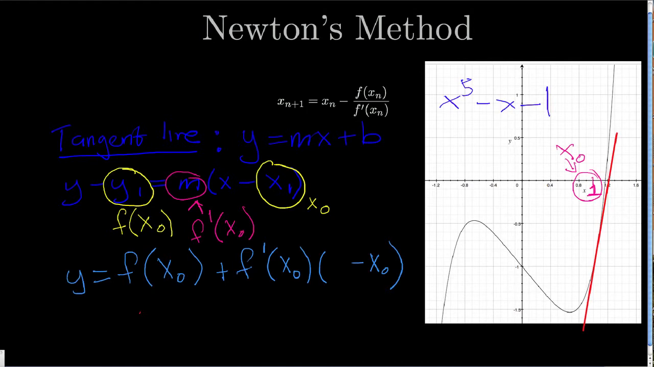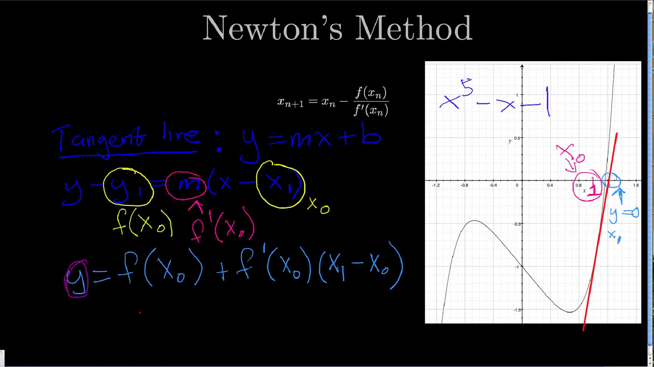And so what I want to do, since I'm looking for this value right here, I'm looking for the x-intercept, right? The x-intercept happens when y is equal to 0, and it's going to give me an x value. Now this x value is going to be my next iteration, so I'm going to call it x sub 1.